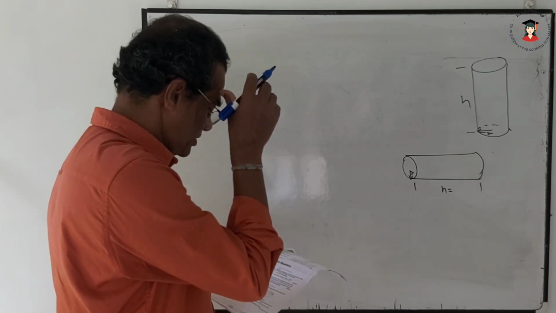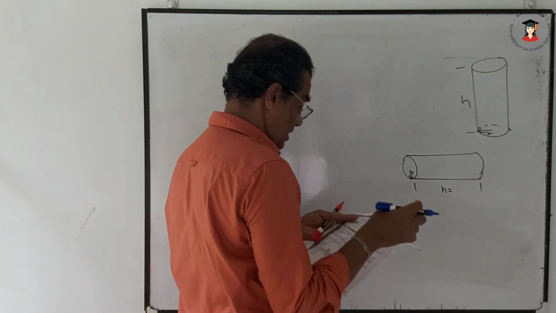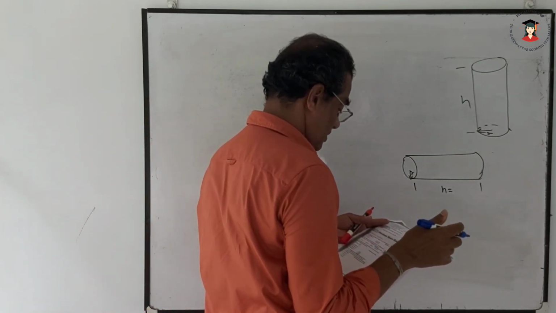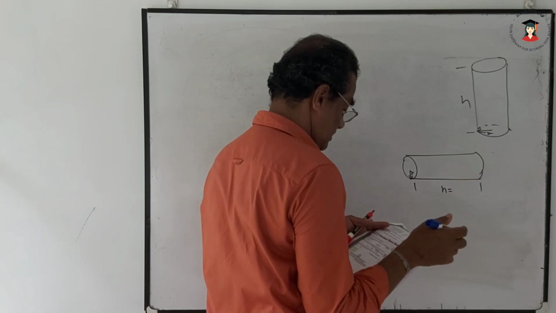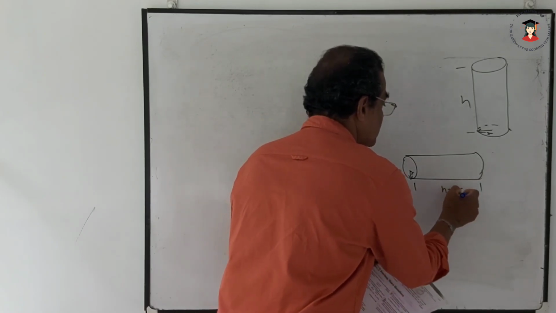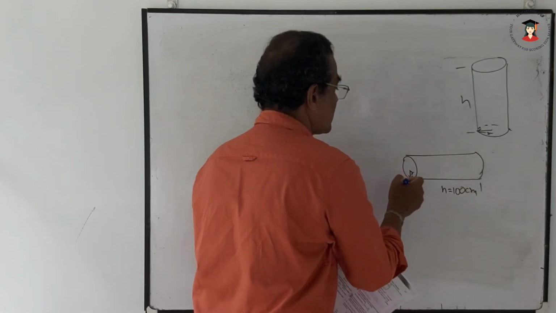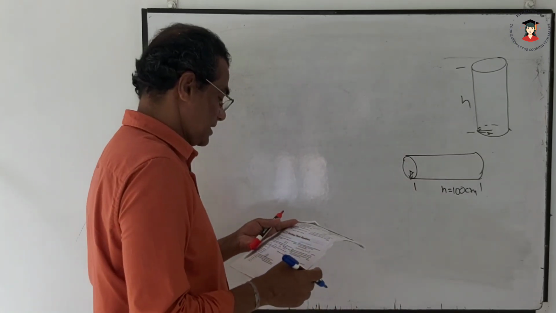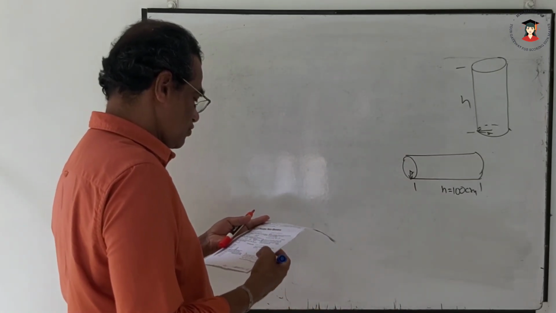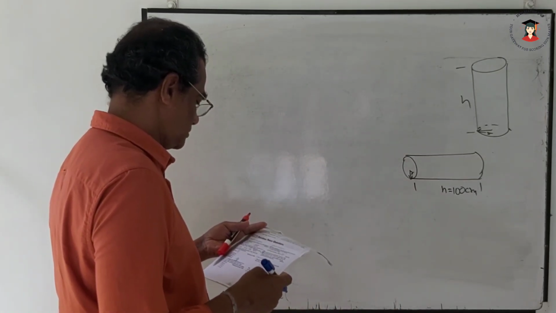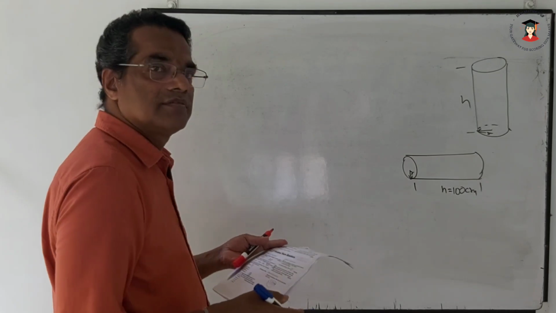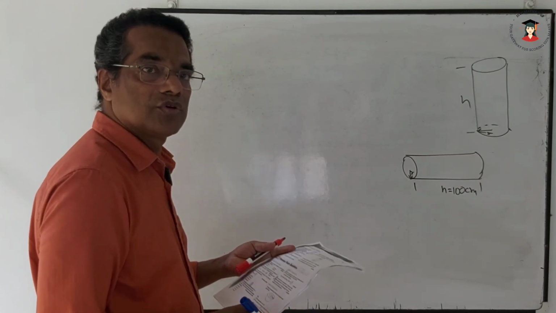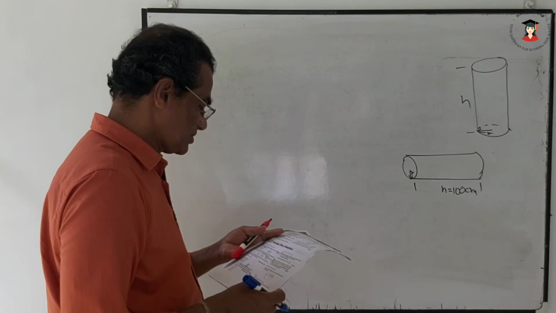H, or length, is given as 100 centimeter, and radius is also given. It is given as 14 centimeter. So r and h are available, so we can find out the curved surface area.